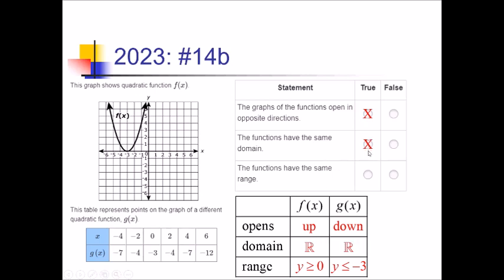All right, let's go for 3 in a row. The functions have the same range. That is not true. The f function goes up forever. The g function goes down forever. They don't go both directions, each of them. So that's definitely very different ranges. So that is a false statement.